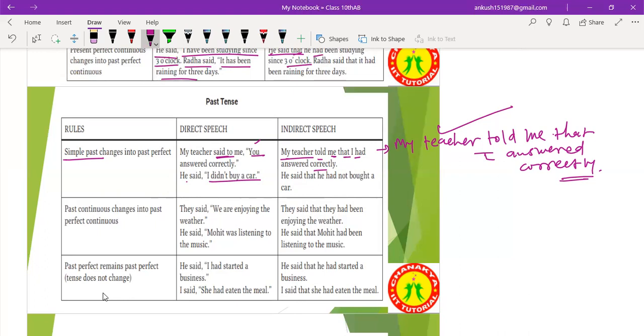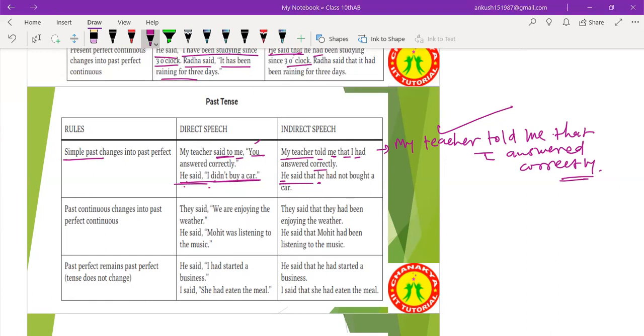Suppose there is an object used. Here the object is not used. He said, "I didn't buy a car." So what is the transformation? He said that he had not bought a car. "He had," as it is for "he" is used, because there is no object. What is not used there? Object is not used there.